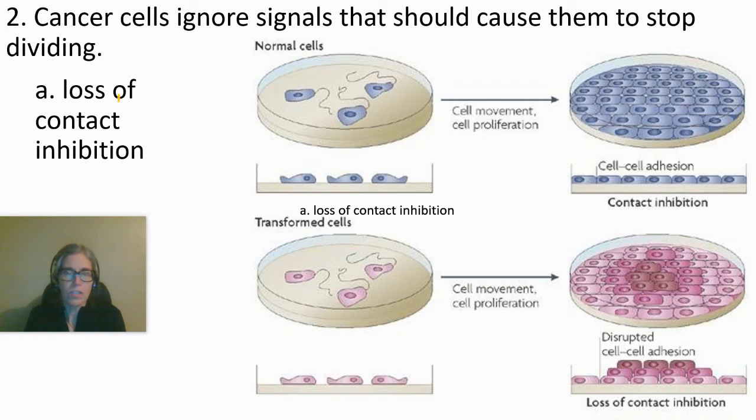If a cell isn't told to stop, so the last slide we were talking about was the cell being told to go even when it shouldn't. And this one is the cell not being told to stop. So here are some normal cells in a culture dish, and they need to do mitosis.